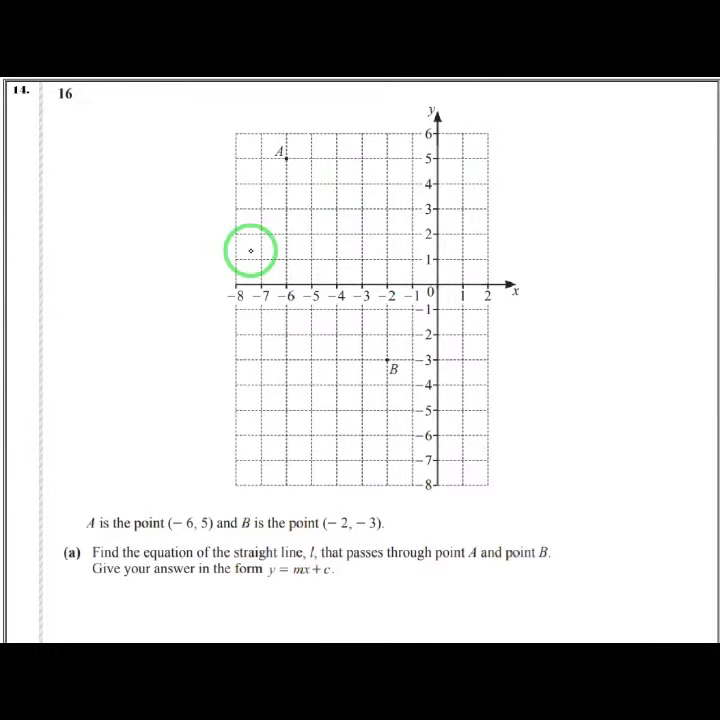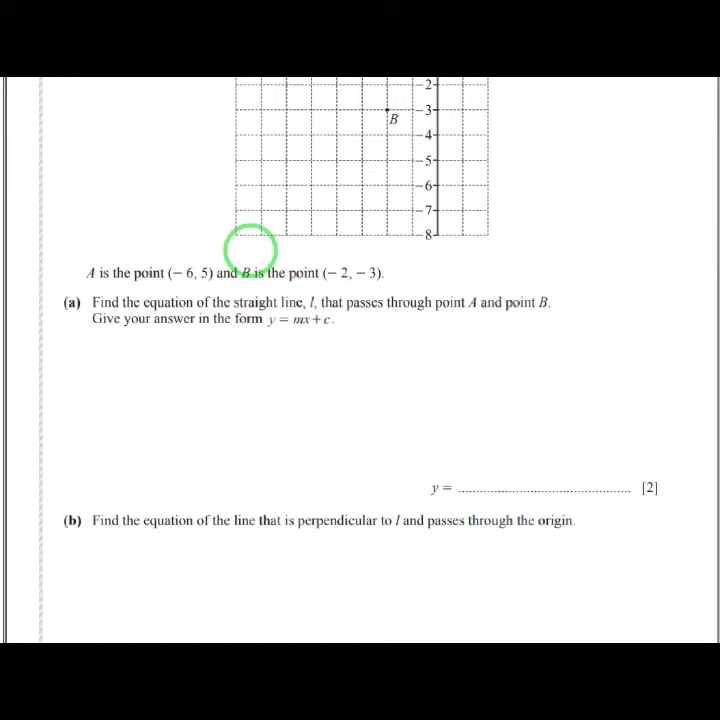Question 16 in our according, it says you have a graph with 2 points, point A and point B. Find the equation of the straight line L that passes through A and B. To find the equation of the straight line L, we have the equation of a straight line y equal mx plus c. Now we have to find the value of m, the gradient, and the value of c, the y-intercept.